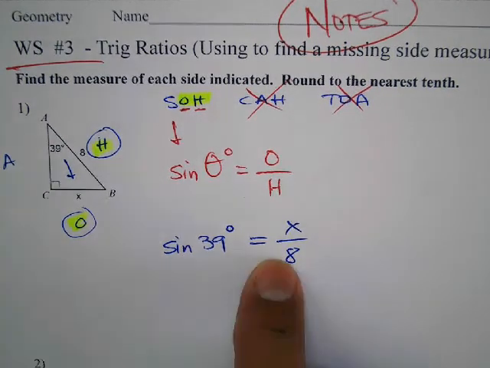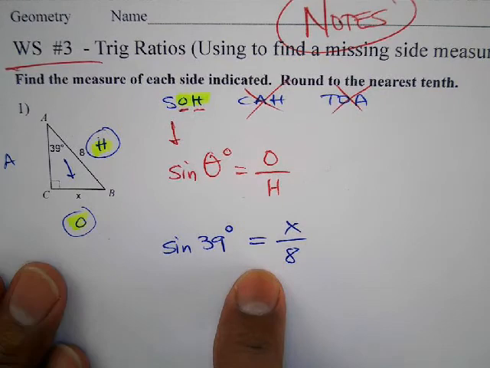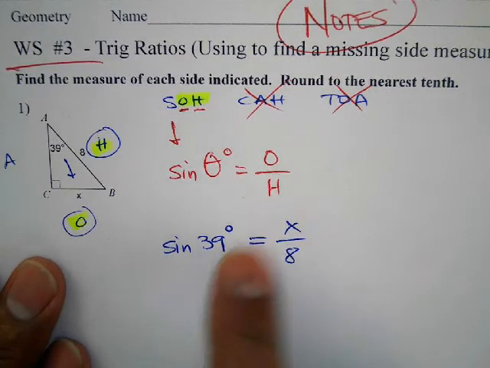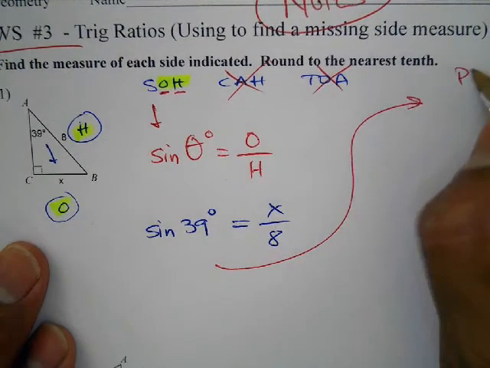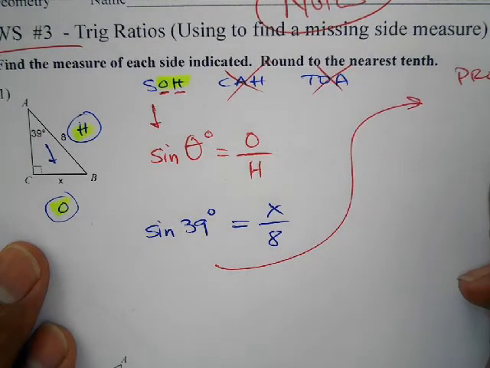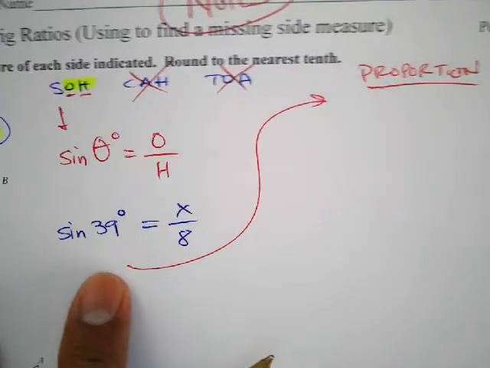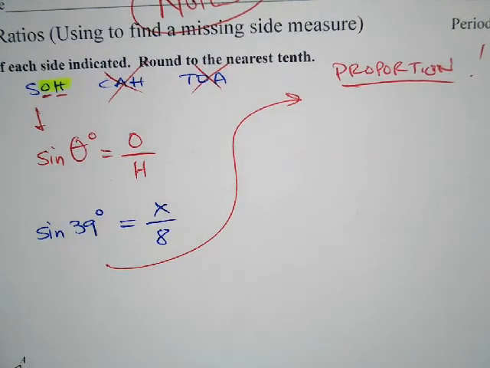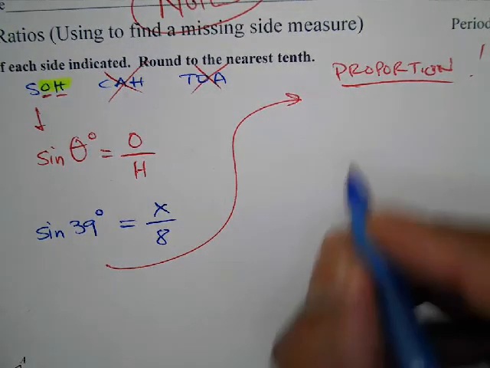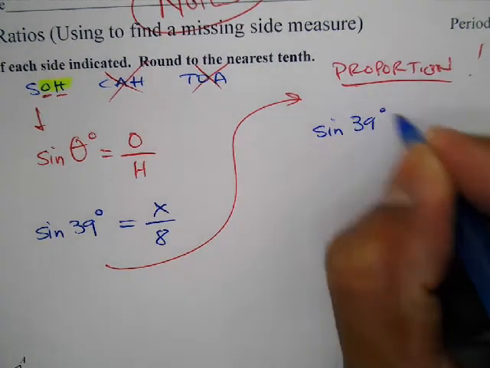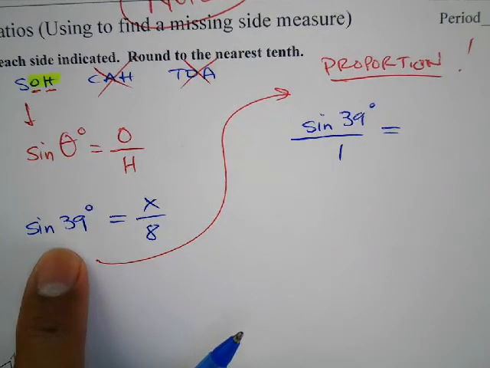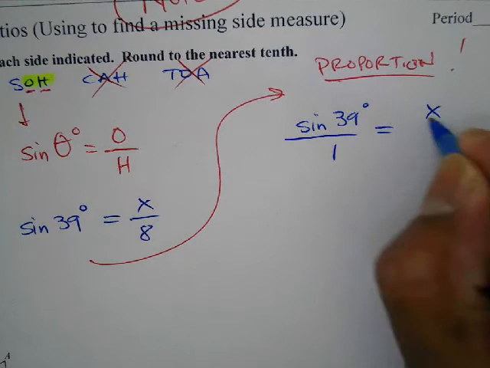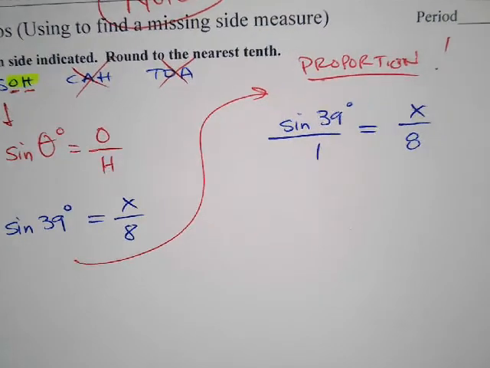Now, this is actually a proportion. In the other assignment, you just stopped here after setting it up, but now we're going to finish it off. Remember, a proportion is when you have a fraction equal to another fraction. I can see the fraction over here. This one we're going to put as sine of 39 degrees over 1 is equal to x over 8. When it's a whole number or doesn't look like a fraction, just put a 1 under it.